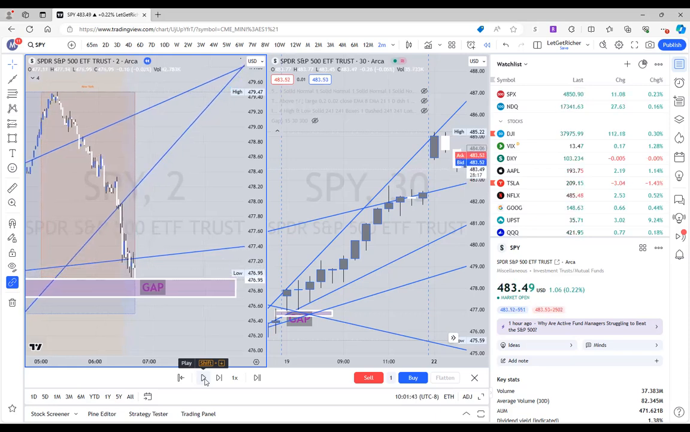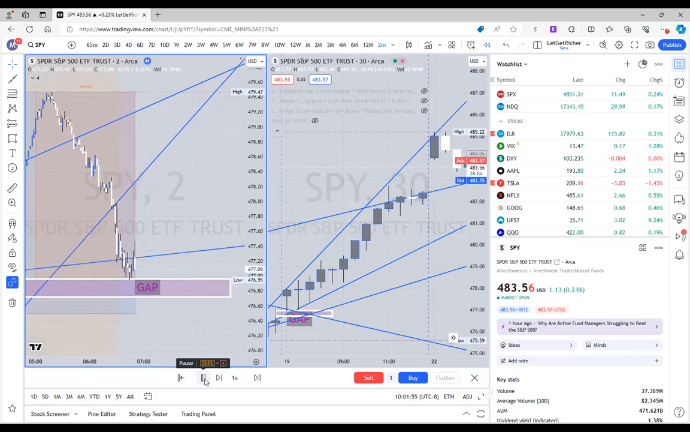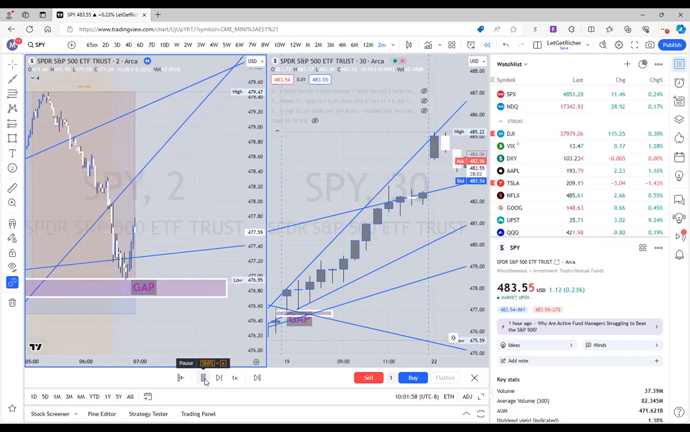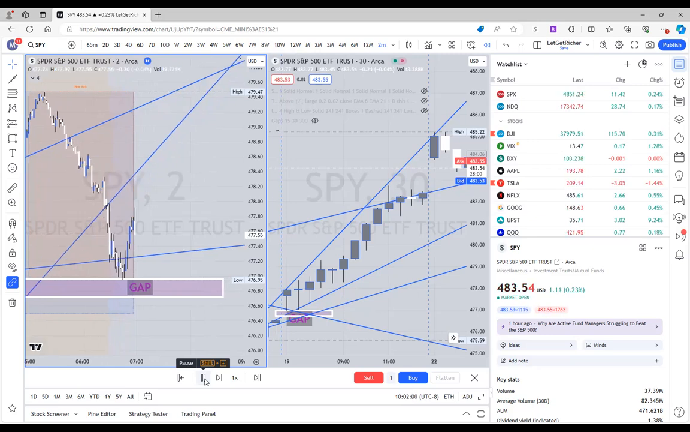All right, so far right there, price touched it one time. And it touched it twice. So this is a strong level of support here at the top of this gap. All right, now you see price popping off of that level.